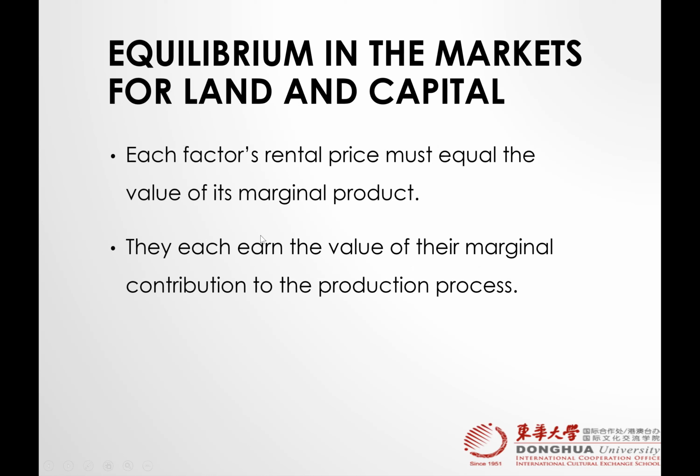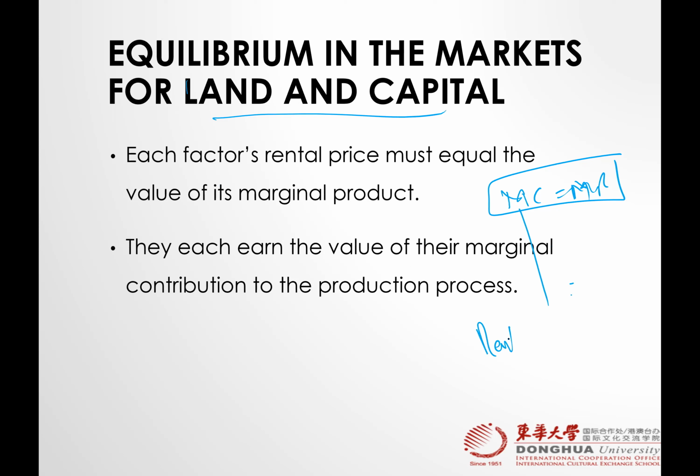Now, the equilibrium in the market for land and capital. Remember, MC is equal to MR to get the maximized profit. And in the case of land and capital, MC would be the rental price. And MR would be the value of marginal product, right?